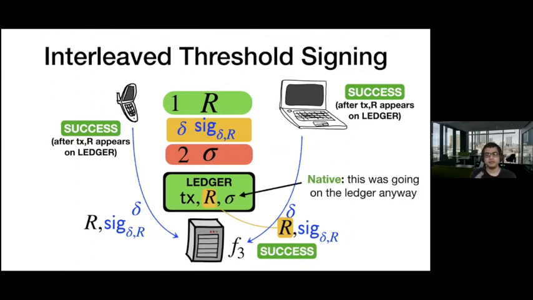And this is sort of what I mean by native, in that the transaction with the signature is going to appear on the ledger anyway. This is not something that's specific to this protocol. If you're posting transactions to the ledger, you don't have to change anything about what's on the transaction itself, nor do you have to embed some exchange information as an annotation or anything like that.